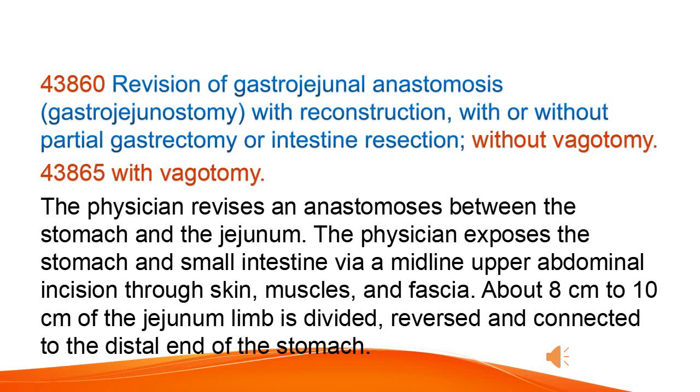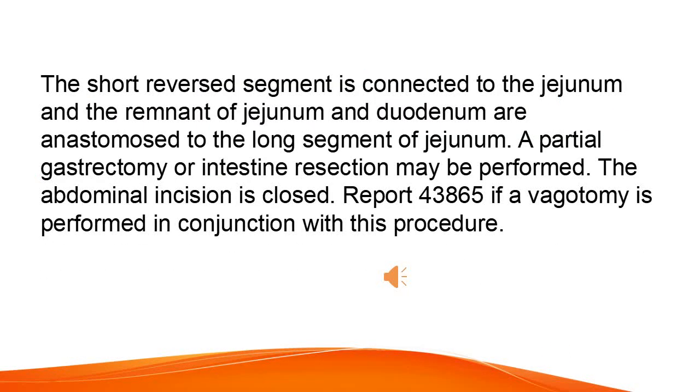the stomach. The short reversed segment is connected to the jejunum and the remnant of jejunum and duodenum are anastomosed to the long segment of jejunum. A partial gastrectomy or intestine resection may be performed. The abdominal incision is closed. Report 43865 if a vagotomy is performed in conjunction with this procedure.